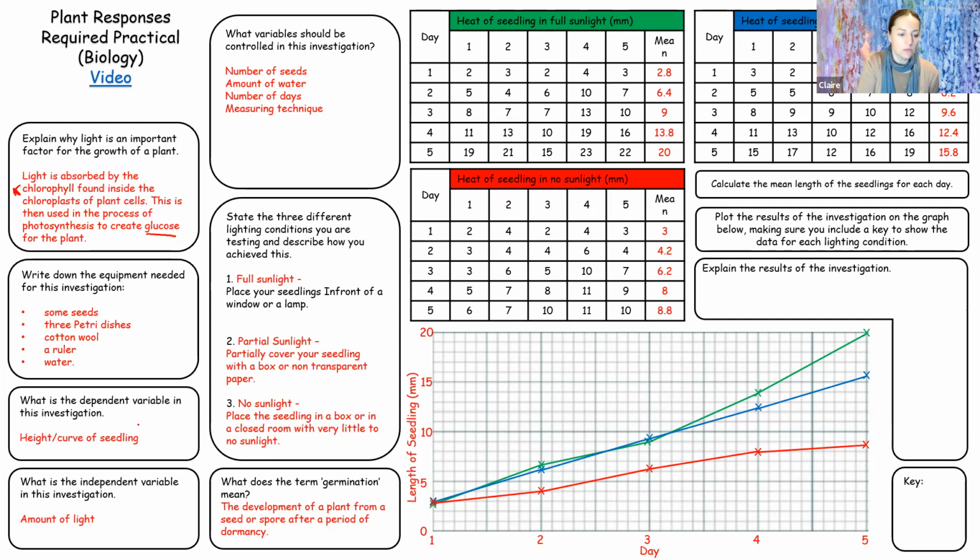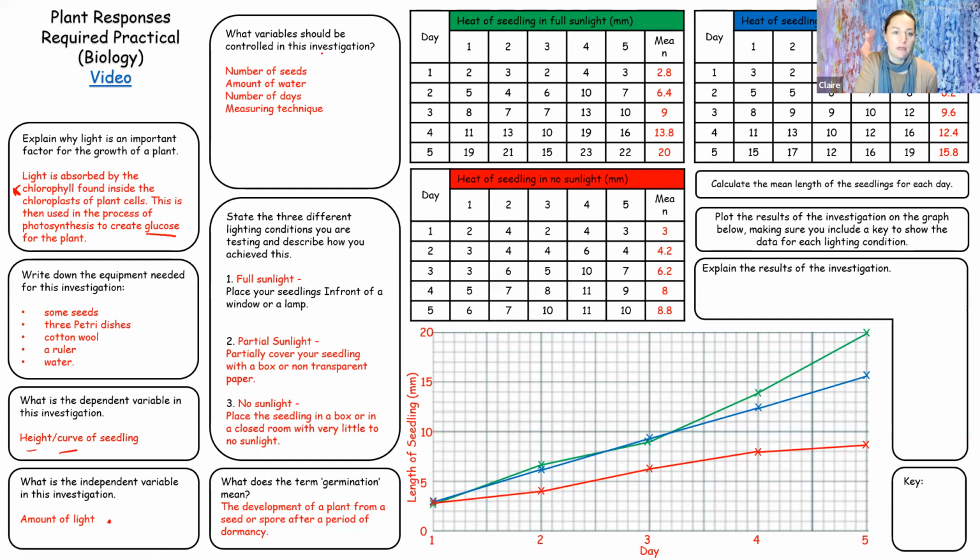What is the dependent? That's what you're measuring. So it could be the curve or the height. And the independent in this particular example is the amount of light. Okay, so here you're going to place it in full sunlight, in no sunlight, so in a cupboard, and in partial sunlight. So it might be a box or something like that that you put them in.